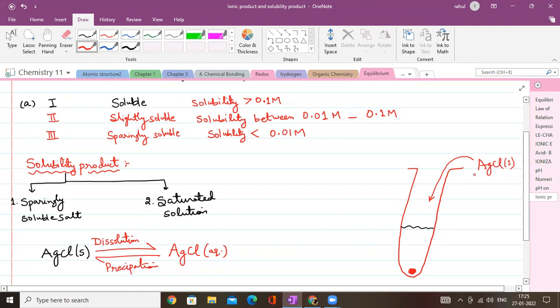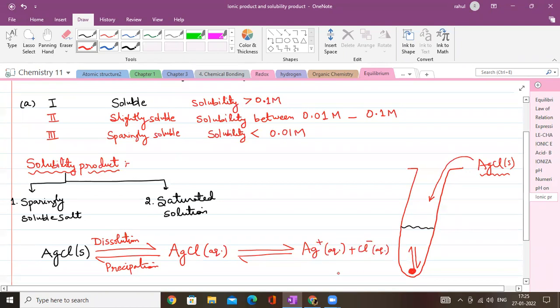What I said right now is, when I try to dissolve silver chloride inside the water, what will happen? First of all, it will show dissolution. That means it will first go into the aqueous solution, and then it will be dissociated into ions. Before it is dissociated into ions, it first goes into the aqueous solution, and then it will be converted into Ag+ in aqueous plus Cl- in aqueous.